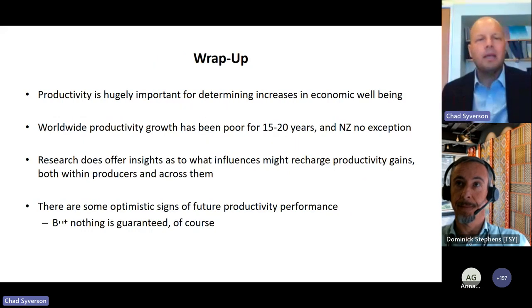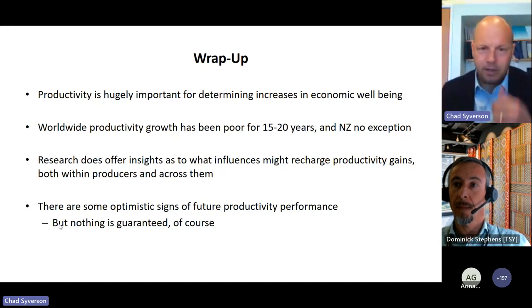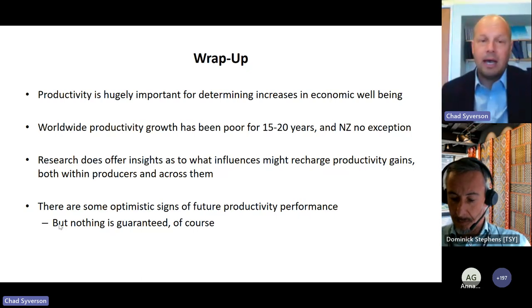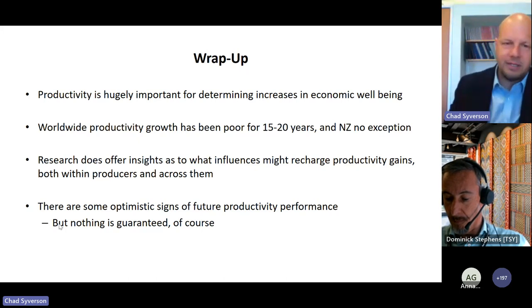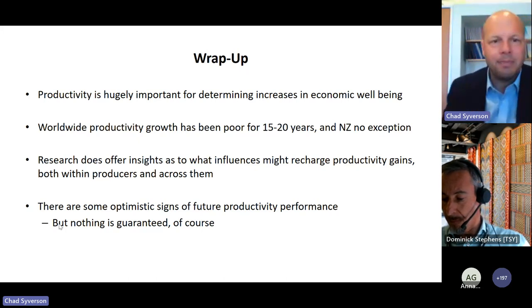Okay, so to wrap up, productivity is hugely important for determining increases in economic well-being. It is, like I said, the speed limit on economic growth. We are in a slowdown of that speed limit. Worldwide productivity growth has been slow for the past 15 to 20 years. New Zealand's, unfortunately, no exception to that.